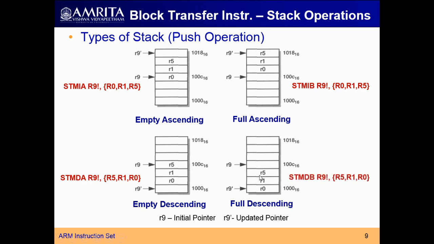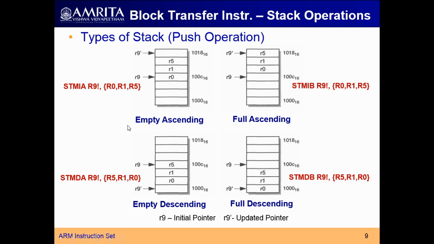Right. In the case of full descending, you are using decrement before. That means the address pointer will be decremented first, then only the push operation will take place. That means decrementing will take place before the push operation. So first R9 will be decremented from 100C to the next location. Then R5 will be stored onto that location. Again it will be decremented. Then R1 will be stored. Again it will be decremented. R0 will be stored. Right.